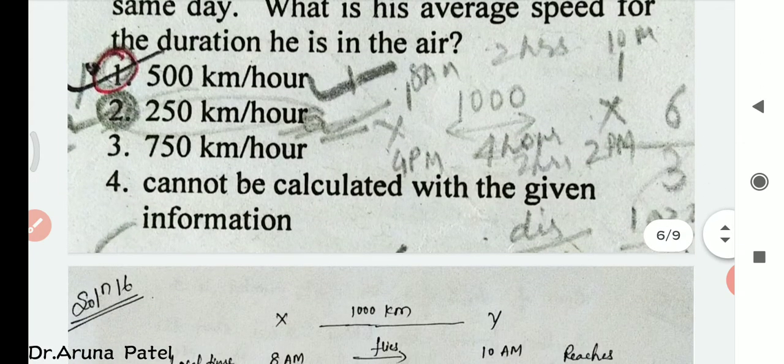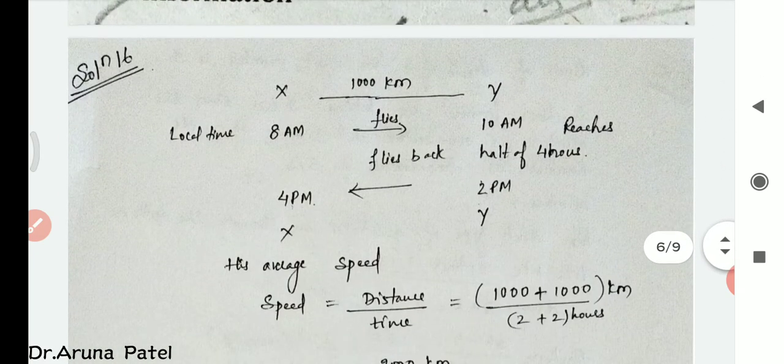So here four options are given. Now see the solution. From X to Y, the distance is 1000 kilometers when he flies the first time at 8 a.m. local time and reaches at 10 a.m. Then he halted there for 4 hours. So from 10 a.m., we have to add 4 hours. So it is 11, 12, 1 and 2 p.m. So from 2 p.m., meaning Y at 2 p.m., he reaches X at 4 p.m. So he takes exactly 2 hours and the distance is also the same. So the distance is 1000 kilometers.